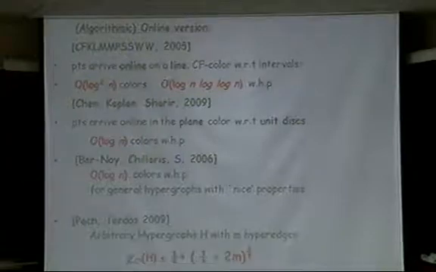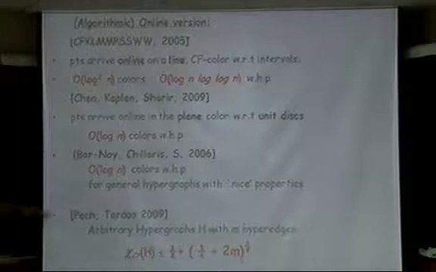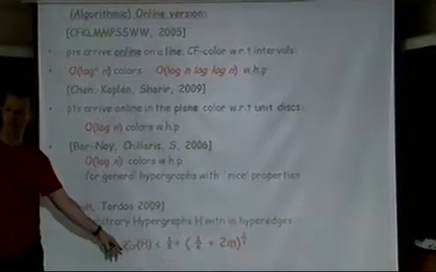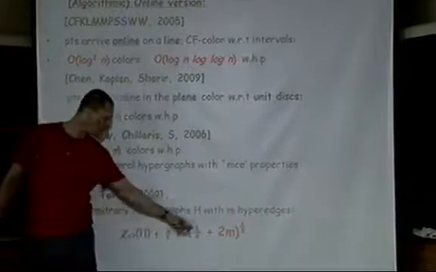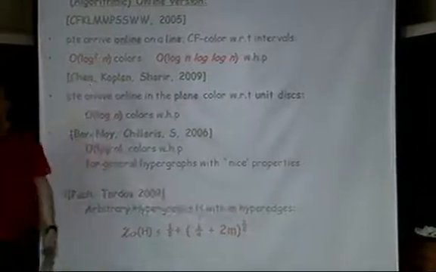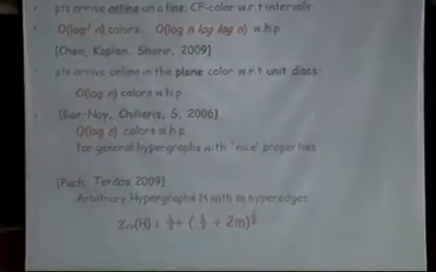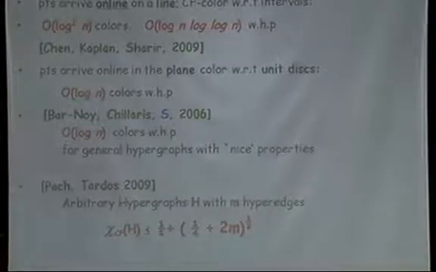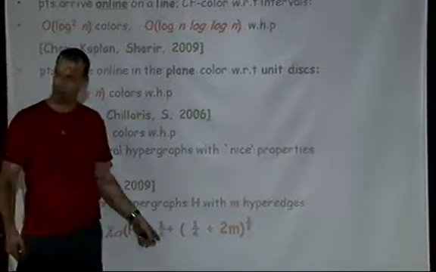Okay, another general result, but it's actually not too difficult. Just generalize... Does this remind anybody of something? This quantity? Right? Any graph with m edges has chromatic number at most this, right?